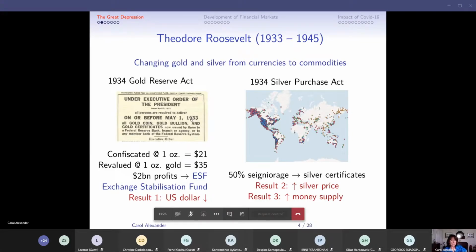In fact, in total, 4,300 tons of gold were taken by the US Treasury, submitted to Federal Reserve banks at a price of a little bit less than, it was $20.67. Thereafter, gold was revalued at 1 ounce of gold would be $35. So that's an immediate devaluation of the US dollar vis-a-vis gold, the currency of international trade, of 70%.